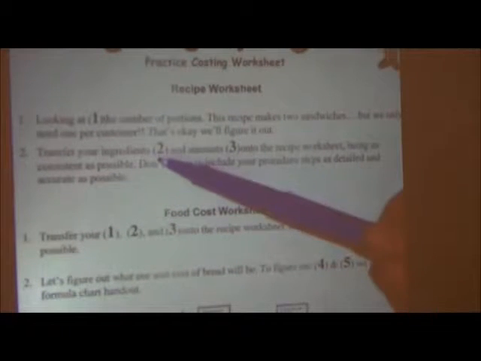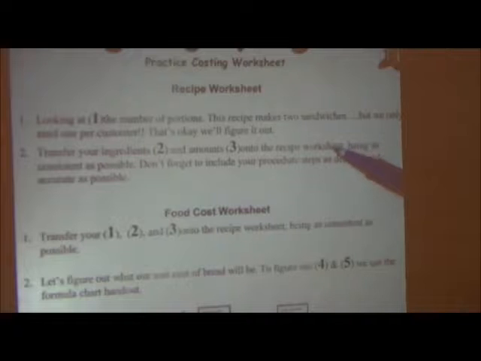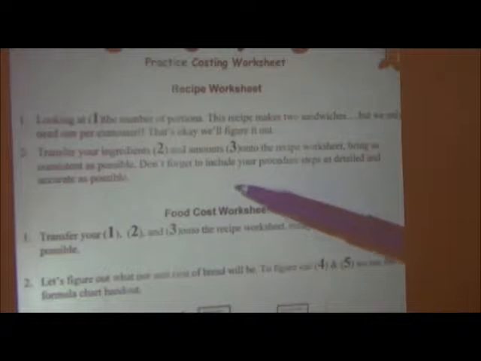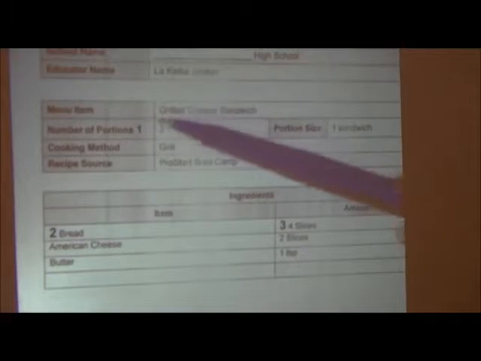We're going to transfer your ingredients, and that's going to be in number 2, and the amounts in number 3 onto your recipe worksheet. We want to be as consistent as possible. Don't forget to include your procedure steps as detailed and accurate as possible. So if I bring back my first sheet again, recipe worksheet, my 2 are my ingredients, my 3 is the amounts. So for this recipe, I need bread, I need American cheese, I need butter. Now for bread, I need 4 slices of bread, because again, remember it makes 2 sandwiches. I need 2 slices of American cheese and 1 teaspoon of butter. So that's my 1, 2, and 3.